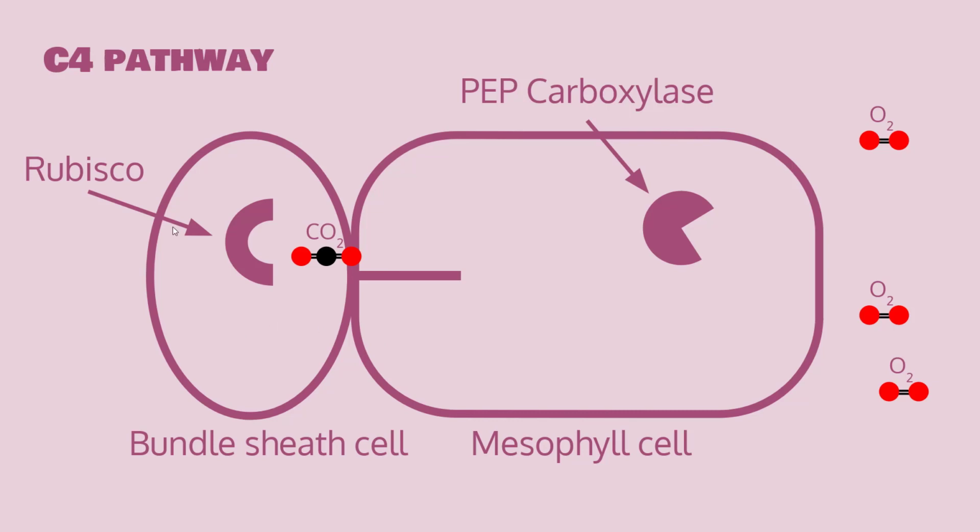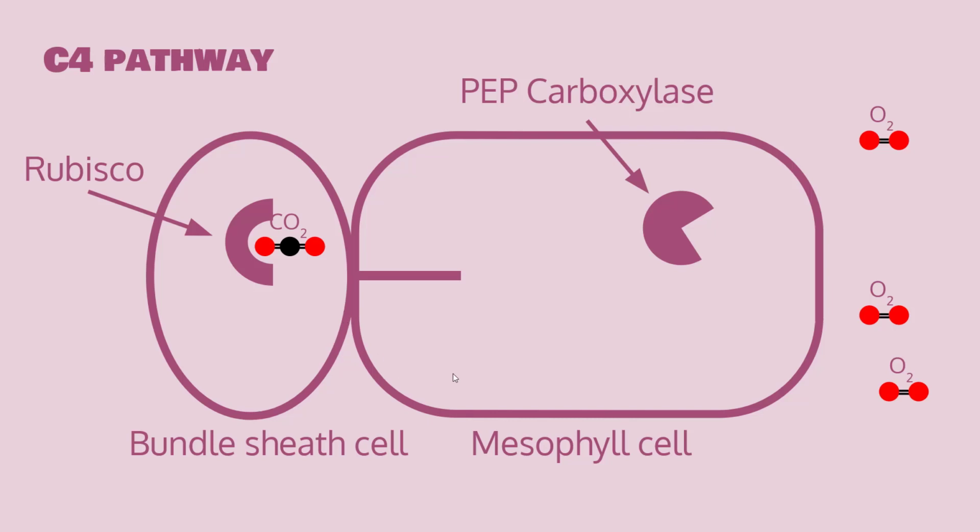And in the bundle sheath cell, we have Rubisco and the rest of the Calvin cycle, so now the CO2 is available for the Rubisco to use. And so because of the way that the mesophyll cell is kind of acting like a shuttle system for the carbon dioxide, there's going to be a really high concentration of carbon dioxide near the Rubisco, so it's unlikely that photorespiration will occur. So this is the C4 solution to photorespiration.